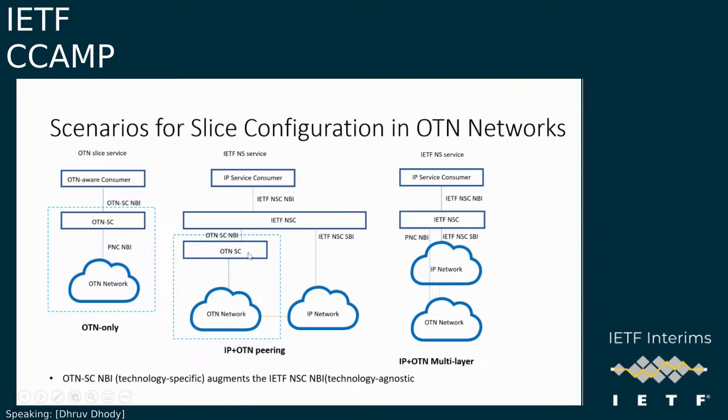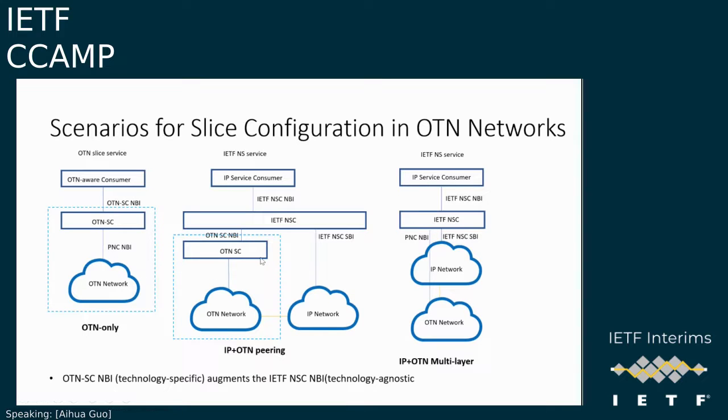We should not say that OTN SC is a completely independent box with no relationship with the IETF NSC. If you think about it, this is something also linking to what Danieli was asking, especially in the middle figure. What is the use of showing OTN SC as an independent body and using this intent model for this? Because if we think of this as a hierarchy of NSC, that is a better way to think of it rather than having an independent OTN SC. That would be my comment.